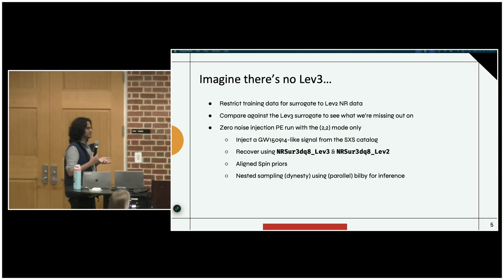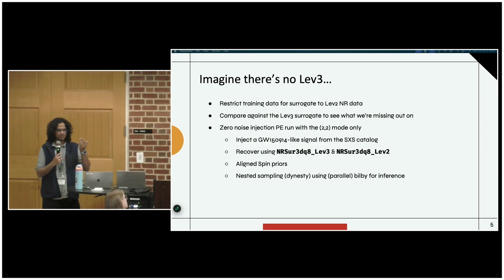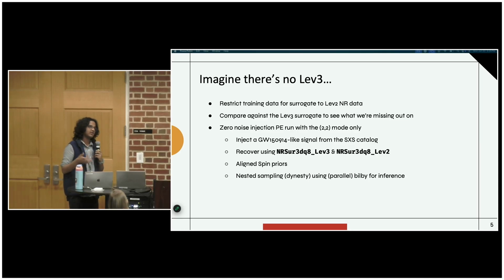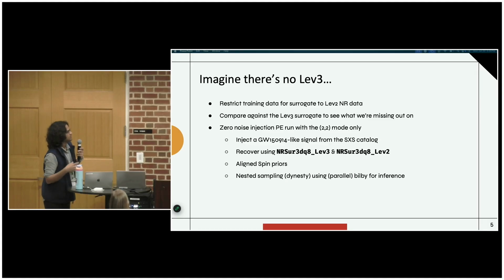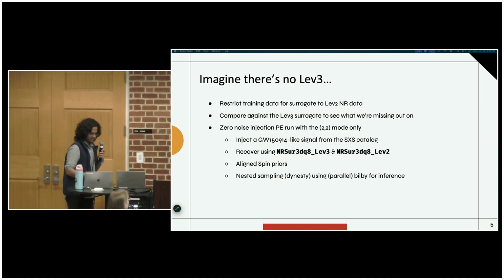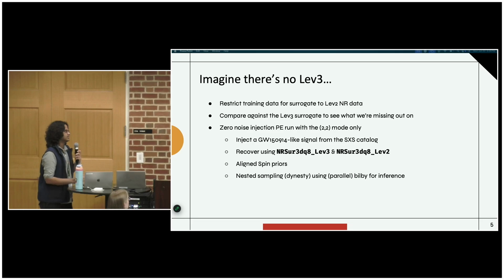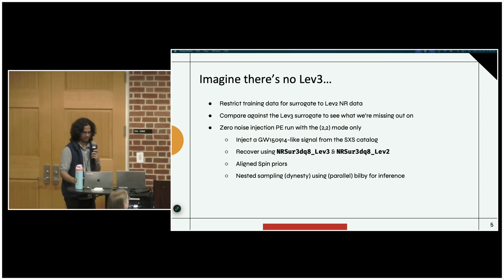The idea is that if we can try to understand what kind of biases happen as you go down one Lev, we can try to figure out what kind of biases we're already having by not having a Lev above where we are. And so with that, we made two models, a Lev3 and a Lev2 NRSur3dq8. We used aligned spin priors, then we did some PE runs using Dynesty, which was then called through the Bilby interface.